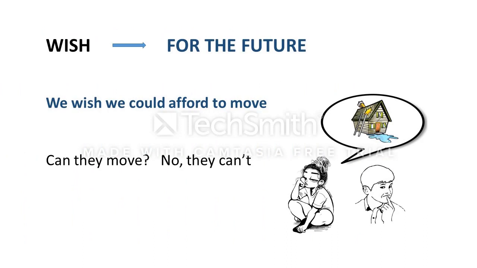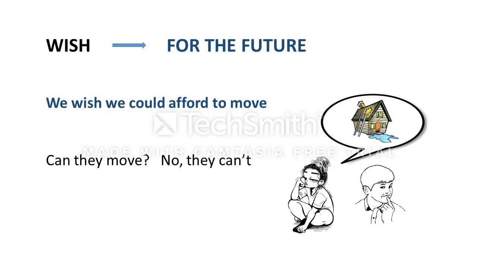You can see there in the picture that they're thinking about a house, yes, a new house. So the sentence says, we wish we could afford to move. They want to move, okay? So that's why we say the wish is used for future as well. But right now, maybe they cannot because they don't have the money. So they have to live in those conditions that they are living now, right? So can they move? No, they can't. So they're wishing something for the future, maybe.